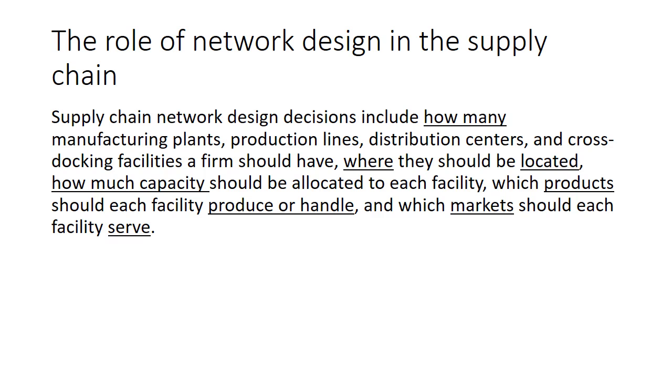Allocating too little capacity results in poor responsiveness if demand is not satisfied, or high cost if demand is filled from a distant facility. So if you have too little capacity, your response will be poor, and you will have to use a distant facility, so you have to move products around to satisfy the customer demand.